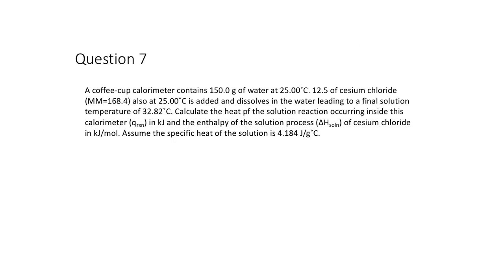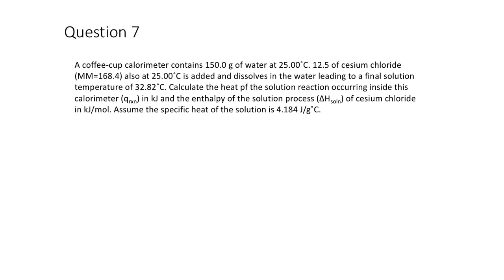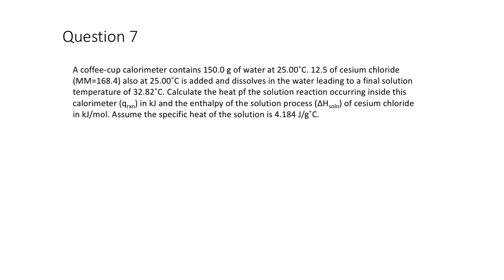Okay, question 7 gets into a calorimetry question. So we have a coffee cup calorimeter, 150 grams of water, 25 degrees C. We add 12.5 grams of cesium chloride. Cesium is just an alkali metal, with the molar mass given. Also at 25 degrees C, it's added, dissolves in the water, leading to a final solution temperature that goes up to 32.82 degrees C.